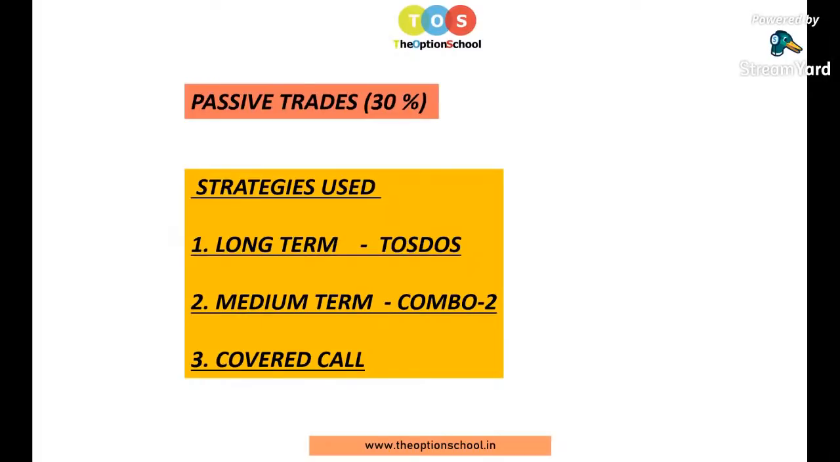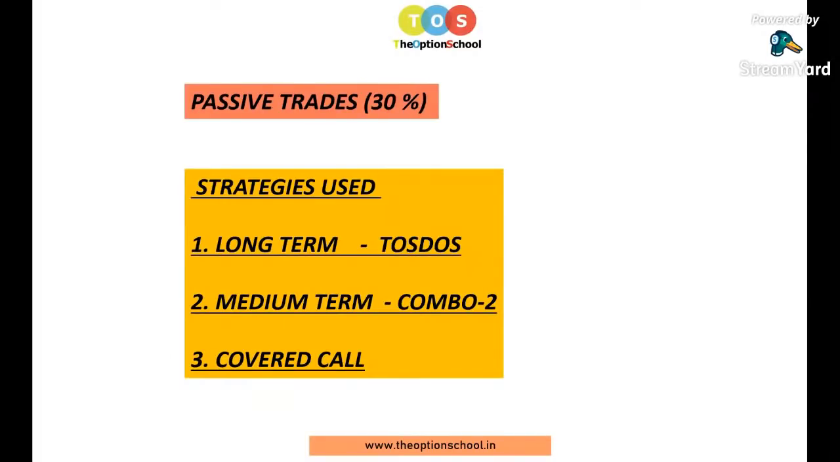Great. So these are the three strategies, and these strategies, let me tell you, are almost, except this combo two, which comes and goes, comes into the portfolio and goes profit booked, and then again maybe sometimes we wait, sometimes we immediately create it again also. So toss DOS and covered call is always there. If we are not doing anything, at least these two things are always working in your account, right?